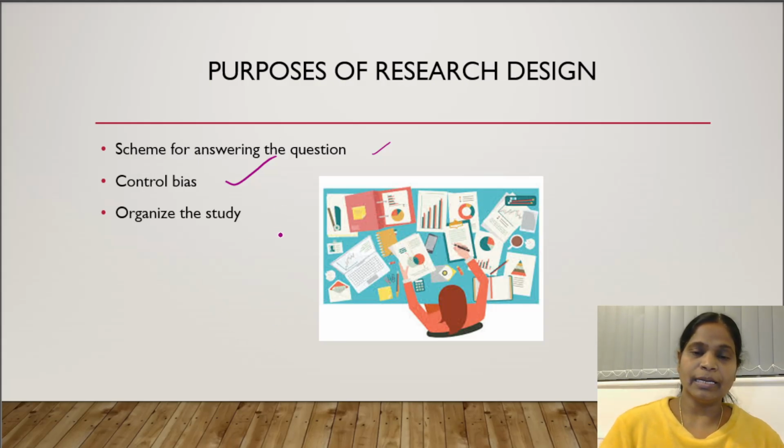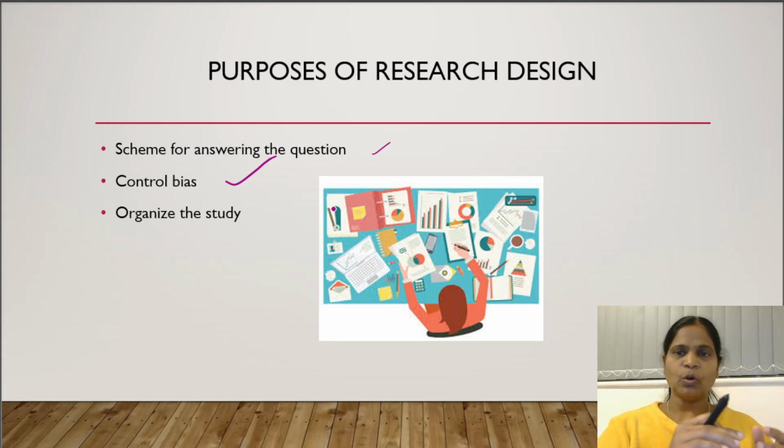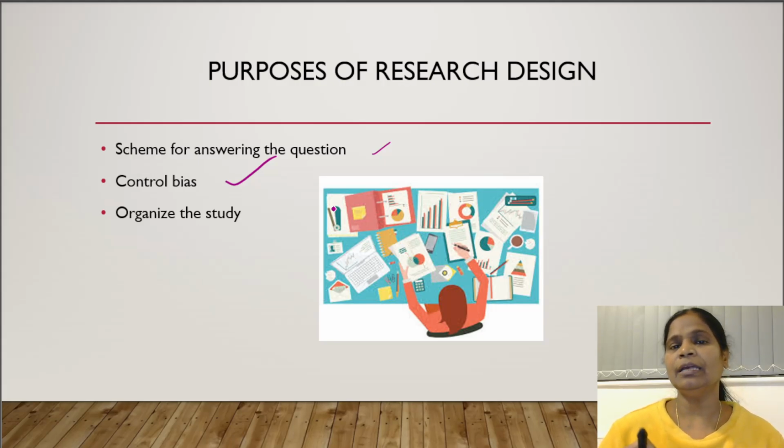The next one is to organize the study. Just imagine yourself conducting a program. What is required? What comes to your mind? How to conduct the program? Whom to involve in the program? How is the program going to be? You try to organize what next, what next, what next. All these you do in order to make a program successful, isn't it? In the same way, to have a successful research, a research design is very important. So one of the purposes of research design is to organize the study.